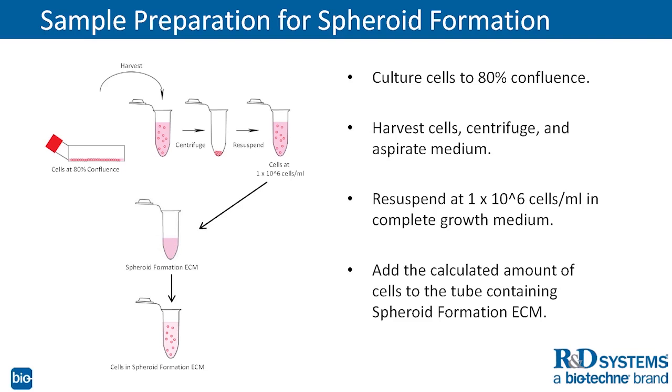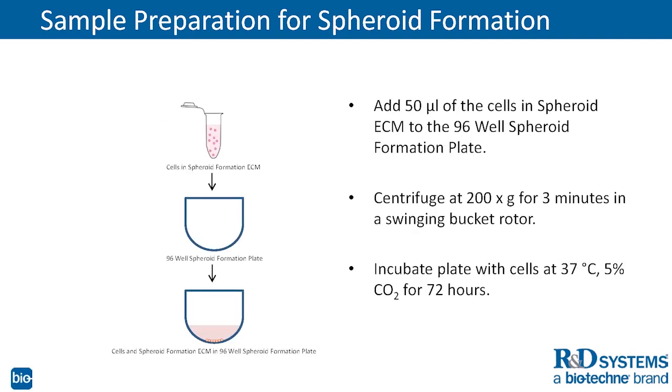So we'll harvest the cells, centrifuge and aspirate off the media, and resuspend the cells at 1 million cells per mil in complete growth media. And then transfer the calculated amount of cells to the spheroid formation ECM, and again just pipette up and down a few times to create a single cell suspension. And once the 10x spheroid ECM is diluted, it's stable and it doesn't need to be on ice anymore. So once it's diluted, it's now stable. We can work with it in the hood without ice, without any problems.